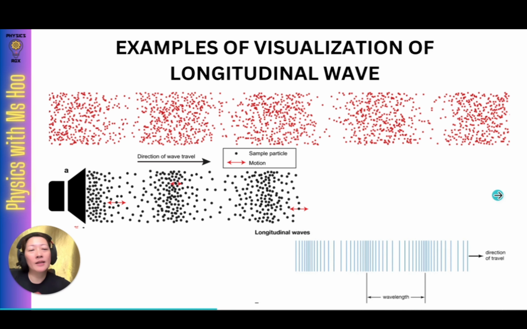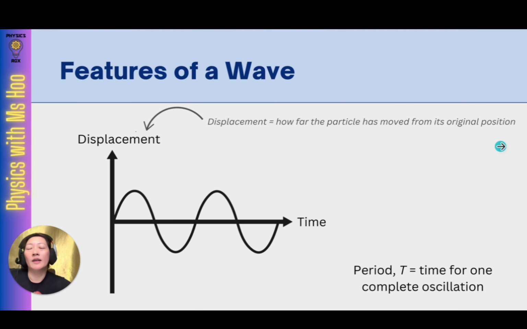So now we'll take a look at a couple of wave graphs. In order to be able to obtain period and frequency, normally you need to have a wave graph. A wave graph is normally presented as a displacement-time graph. Now remember, the displacement here refers to how far the particle has moved from its original position. So you can think of the graph basically showing the movement of one particle.